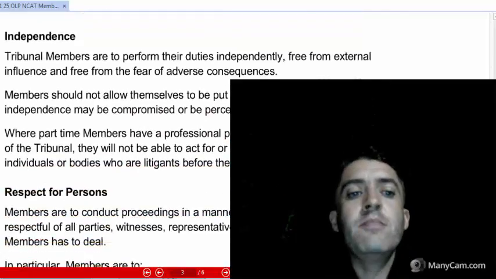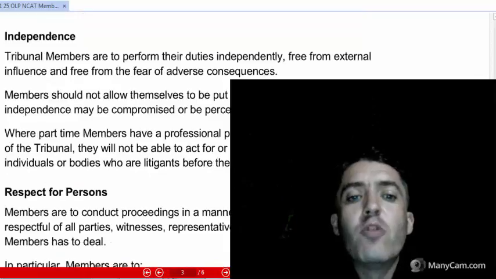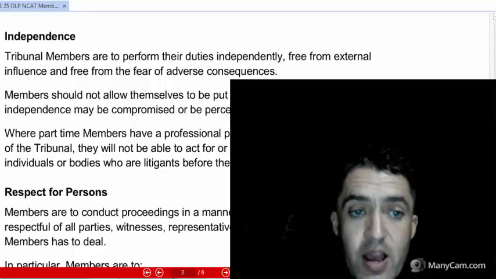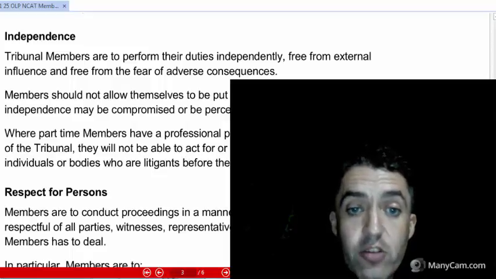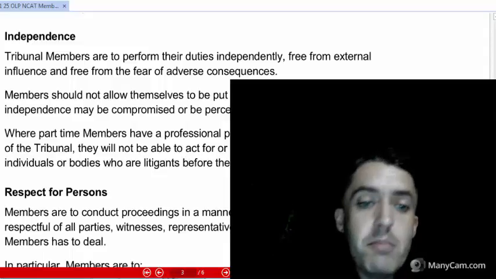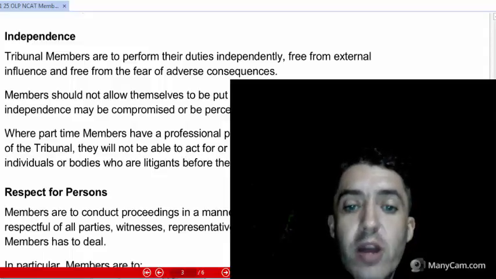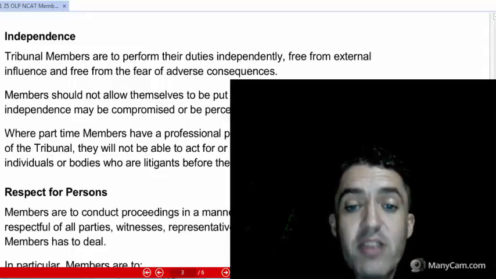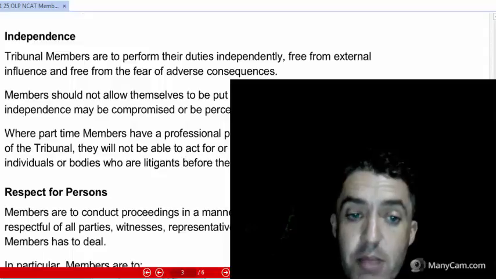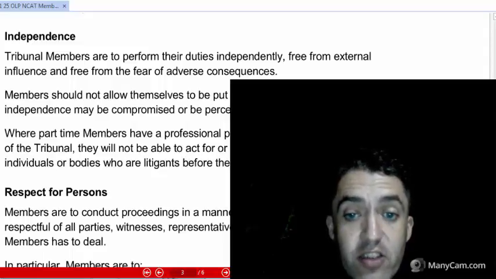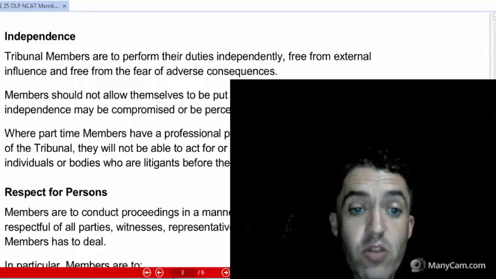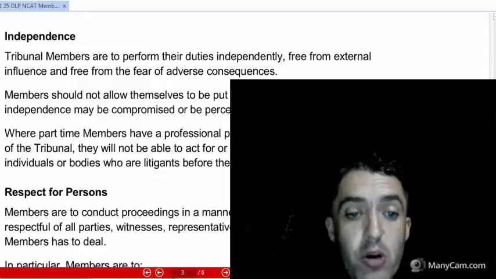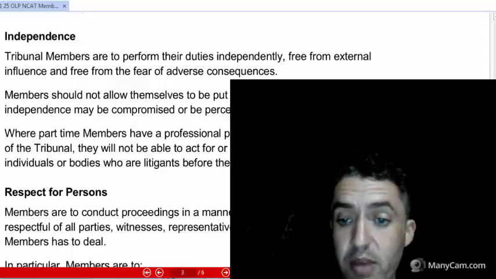Independence. Tribunal members are to perform their duties independently, free from external influence and free from the fear of adverse consequences. Members should not allow themselves to be put in a position where their independence may be compromised or be perceived to be compromised. Where part-time members have a professional practice in addition to being members of the tribunal, they will not be able to act for or against or provide services to individuals or bodies who are litigants before them in the tribunal.